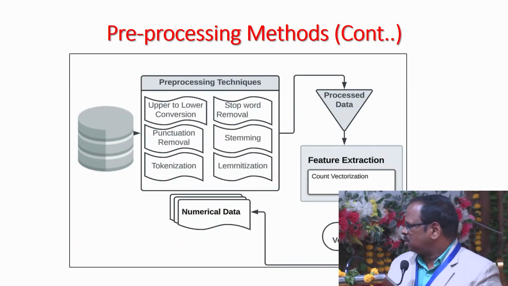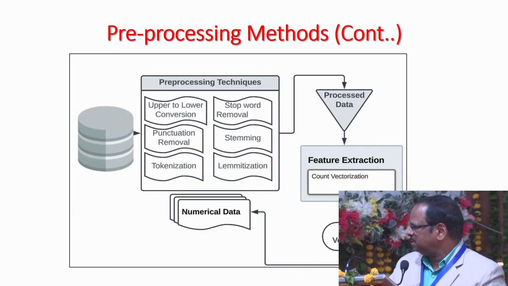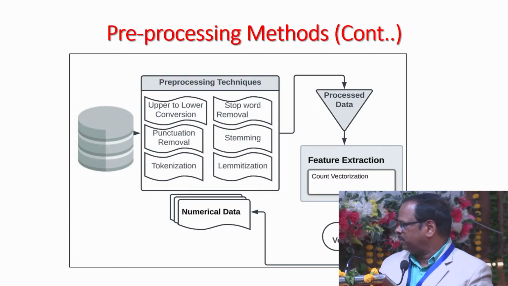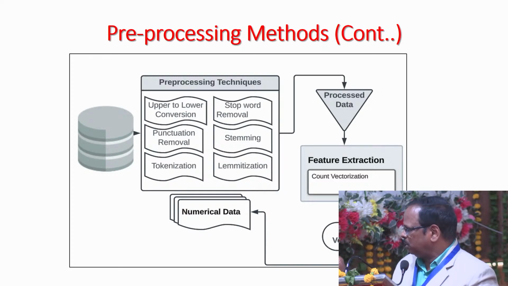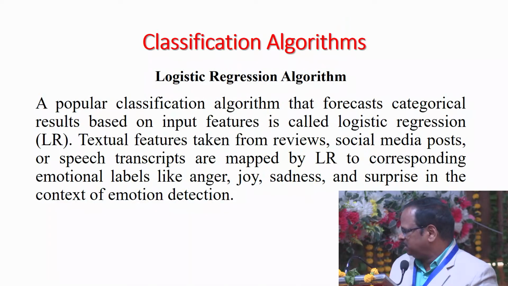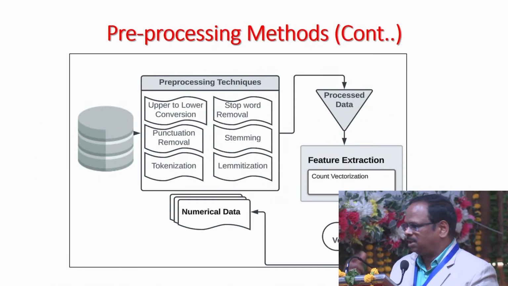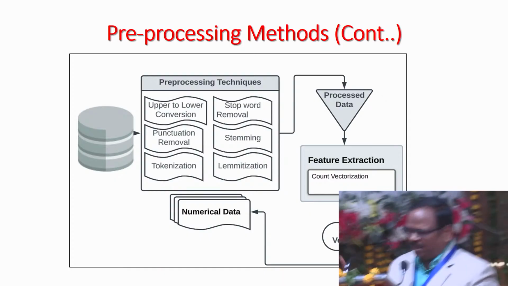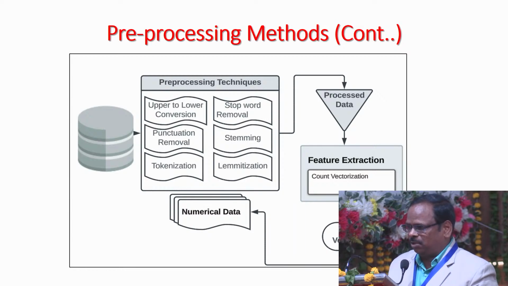Next. What are the pre-processing techniques utilized? Stop word removal, upper to lower case conversion, punctuation symbol removal, stemming, lemmatization and tokenization. These are the pre-processing techniques actually used in this research work. All six kinds of pre-processing are carried out on the data collected from the Kaggle repository. Next.